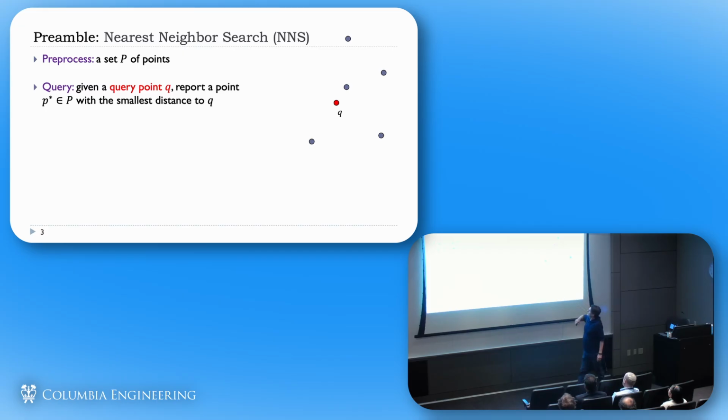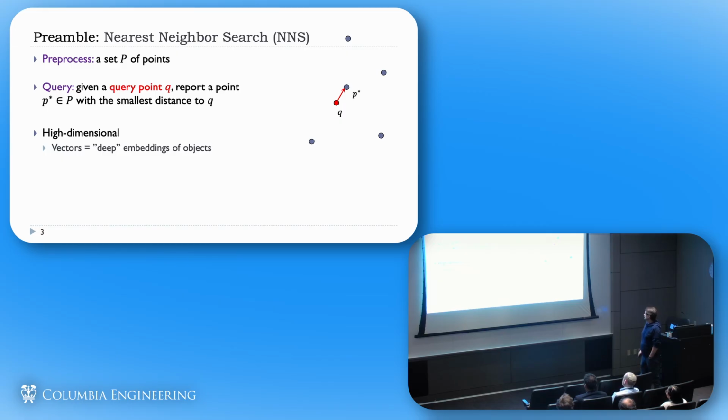And we need to report the point, let's say P star, which is the closest to it. You should really think about this as us being in high-dimensional Euclidean space. This is one of the most classic and standard settings. So the distance that we measure here is Euclidean, but it doesn't need to be. At some moment, I'll mention something else as well.